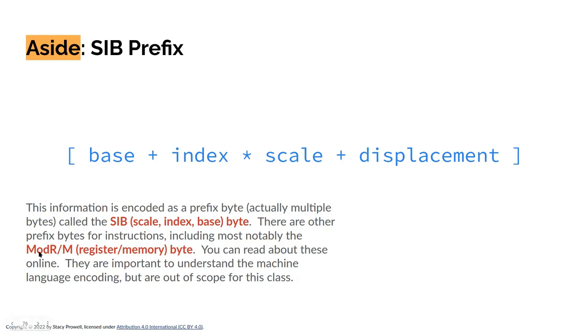There's another byte called the mod RM that comes into play as well. If you care about these, read about them. They are pretty much only useful to you if you are building an assembler, building a disassembler, or have some other weird reason to want to know how instructions are encoded. Otherwise, ignore them. Out of scope.